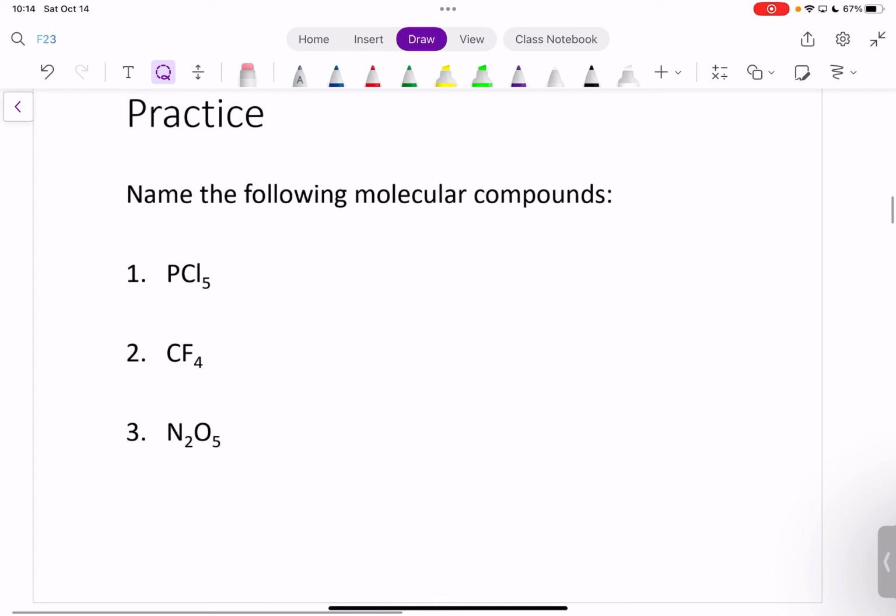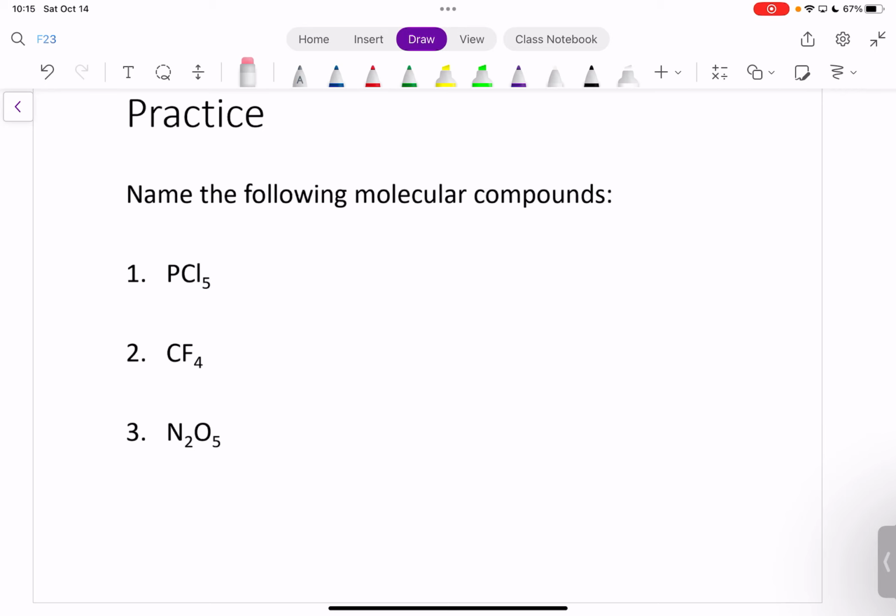All right, so practice these, and then we'll come back and talk about them. All right, so we're going to name these, and we're told that these are all molecular, but you could also double check, right? Non-metal, non-metal, non-metal, non-metal, non-metal, non-metal. Okay, so these are all covalent compounds.